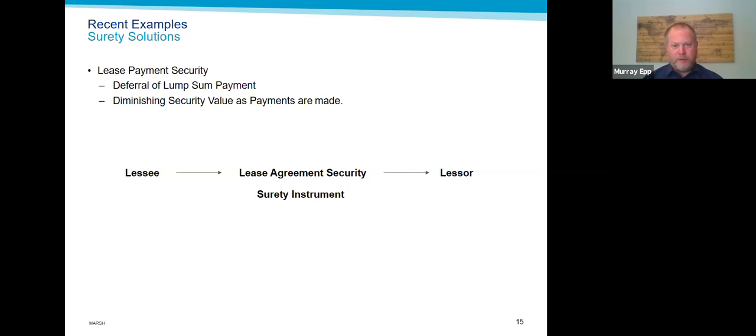In both instances, what was interesting is that the security diminishes over time as these payments are made throughout the life of the lease agreement. It was a great liquidity solution and definitely well received.